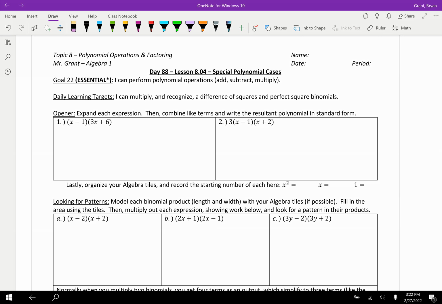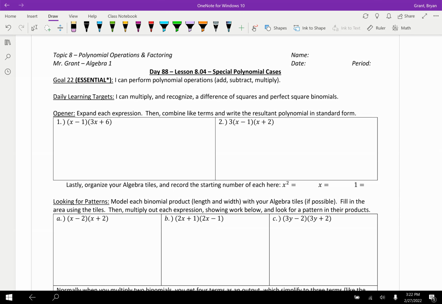Hello, Algebra 1 students, and welcome back to Topic 8, Polynomial Operations and Factoring. Today's lesson is 8.4, and it's called Special Polynomial Cases. It's going to be one more day of multiplying polynomials.